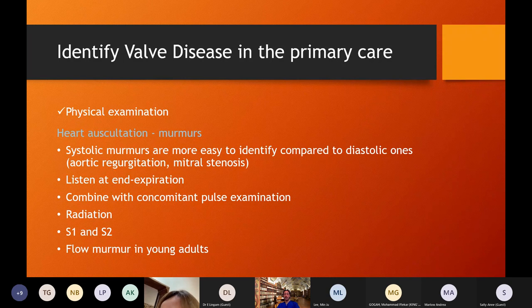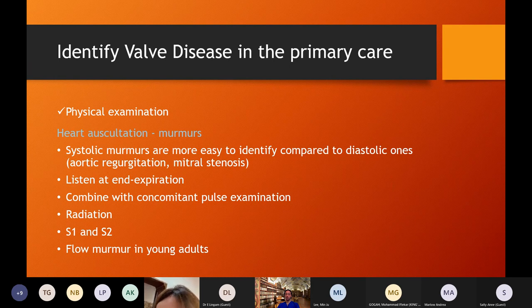My recommendation is always to listen at end expiration. Definitely use breath holding, but when you ask patients to hold their breath, they normally take a deep breath and stop at end inspiration. That accumulates some air between the chest wall and the heart and makes listening to heart murmurs more difficult. So what I ask them to do is to breathe in, breathe out, and hold the breath at end expiration. That reduces the distance between the chest wall and the heart and gives a better understanding of the heart murmurs. It's always useful to combine this with pulse examination so you can understand systole and diastole better. The radiation of the murmurs is quite important to identify the pathology, and the heart sounds are also important.